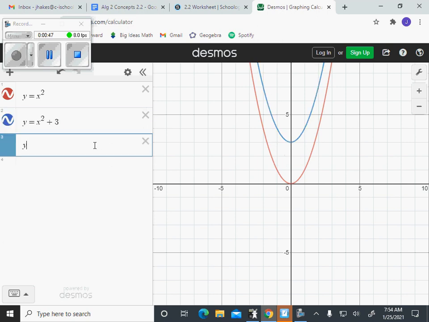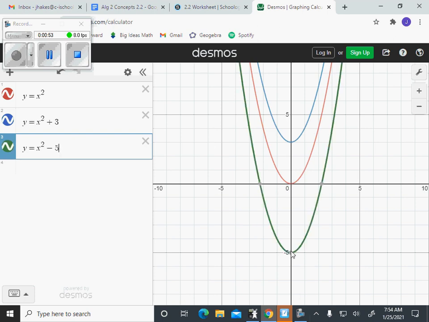Remember, if we have y equals x squared minus 5, that vertex is going to move down here. It's going to be this nice u. Our vertex is going to be at 0, negative 5.